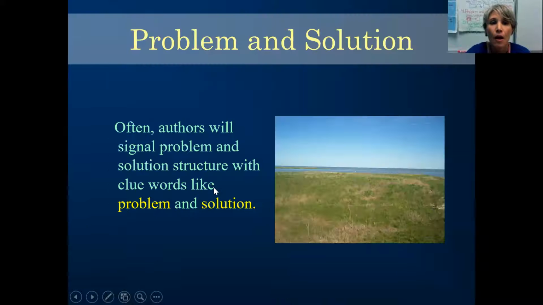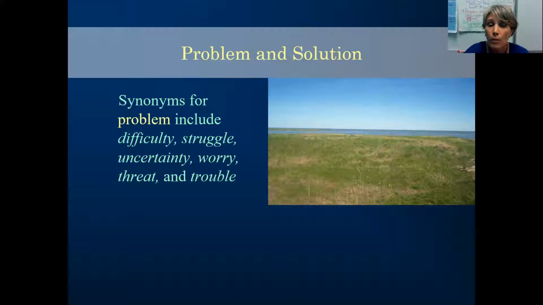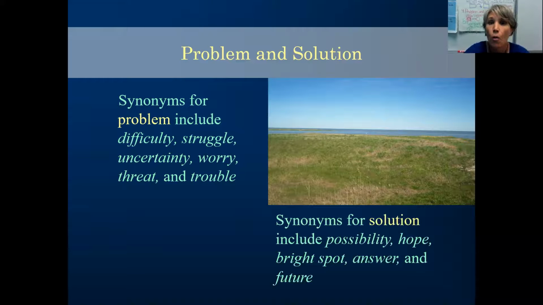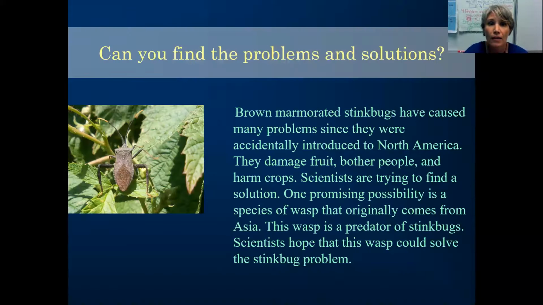All right. Often authors will signal problem and solution structure with clue words like problem and solution, or some of their synonyms. Synonyms for problem include difficulty, struggle, uncertainty, worry, threat, trouble, challenge. So if you see any of those words, it's your clue that it's probably problem and solution text structure. Or the synonyms for solution: possibility, hope, a bright spot, answer, future. Any of those kinds of synonyms can trigger that it is a problem and solution text.